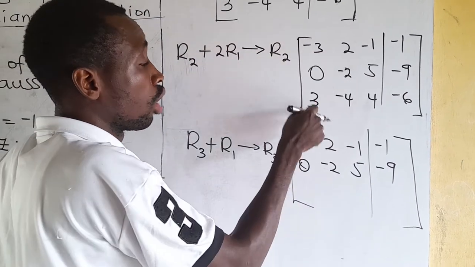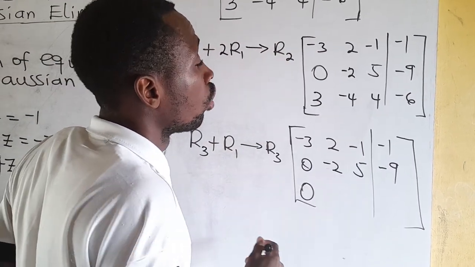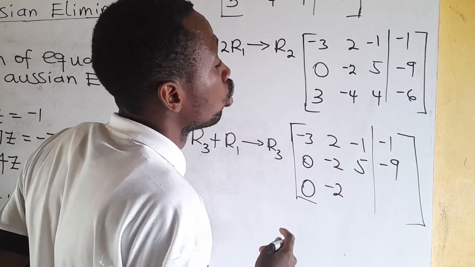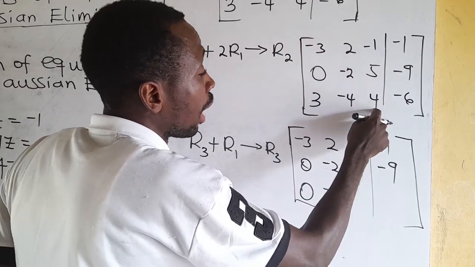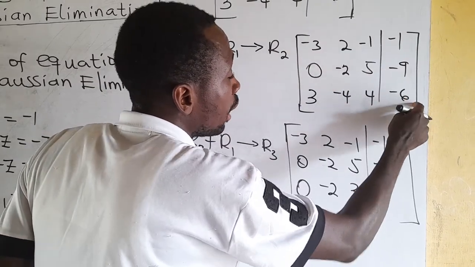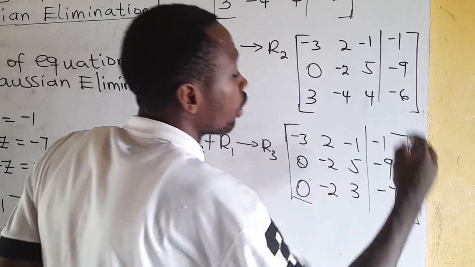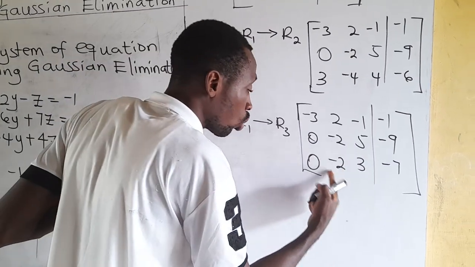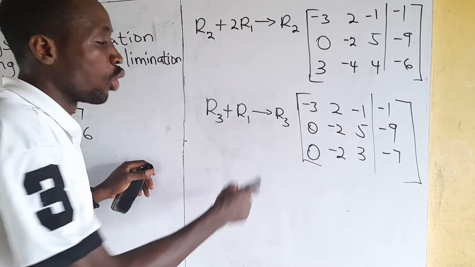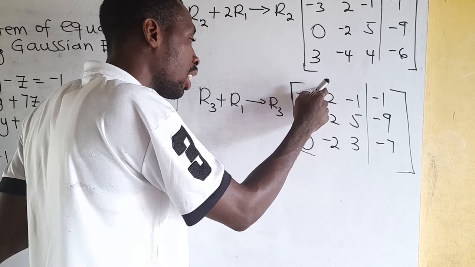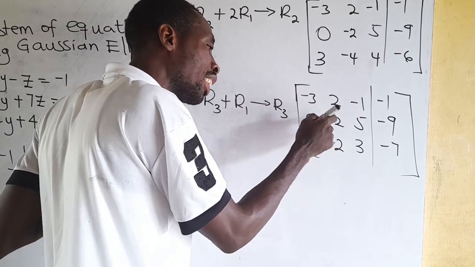Now add negative 3 to 3, it will be 0. 2 plus negative 4 will be negative 2. Negative 1 plus 4 will be 3. Then negative 1 plus negative 6 will be negative 7. I hope you get that. The next step, we make this one 0. How do we make that 0? Please, when you reach here, don't use the first for the third. Use the second for the third.